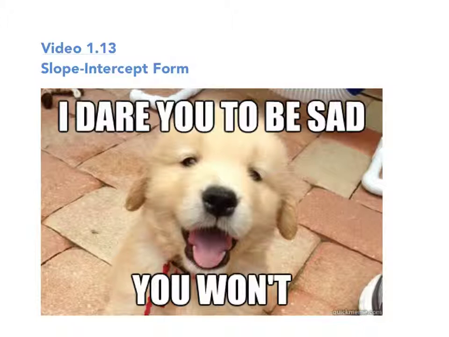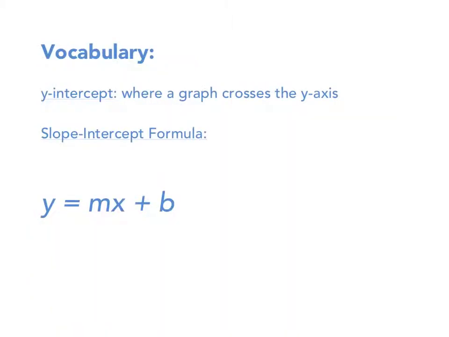And just a cute puppy, of course. Who wouldn't want to look at that and smile?